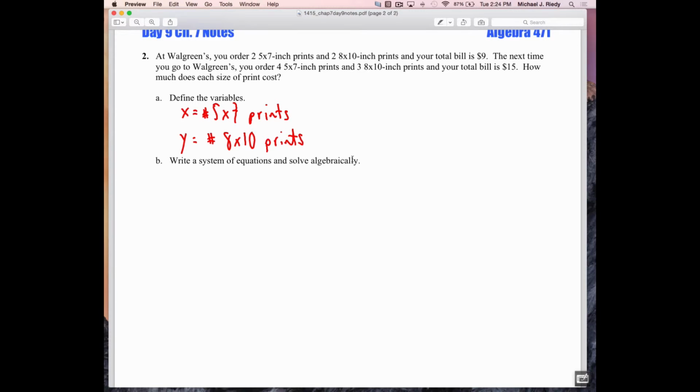Now, what do you want? Why would you be doing the number of prints when you want to do the cost of prints? Because that's what you're trying to figure out. What are we trying to figure out? The cost. Oh, yeah, so I shouldn't use number. No, you should use cost. Okay. You guys are smart.